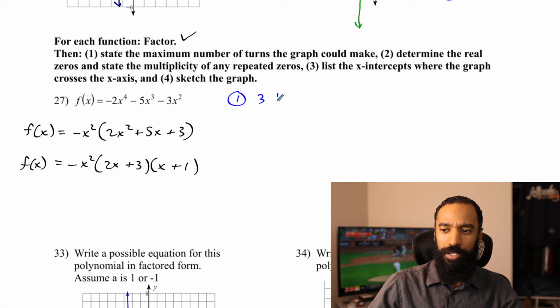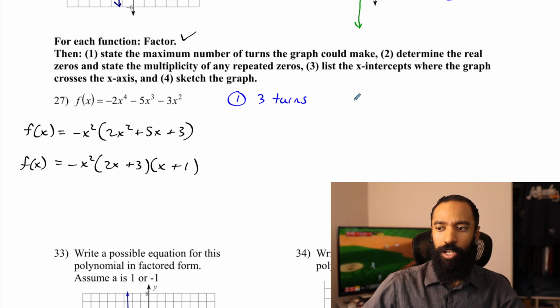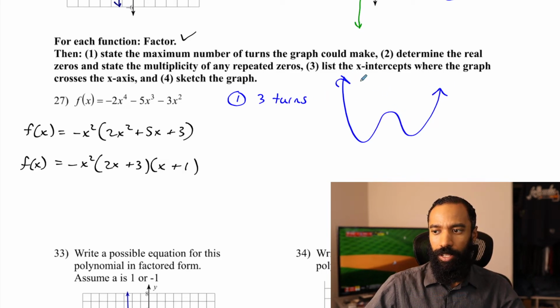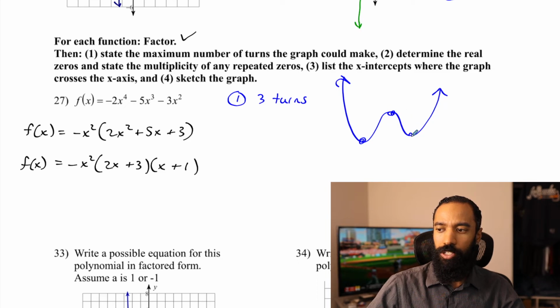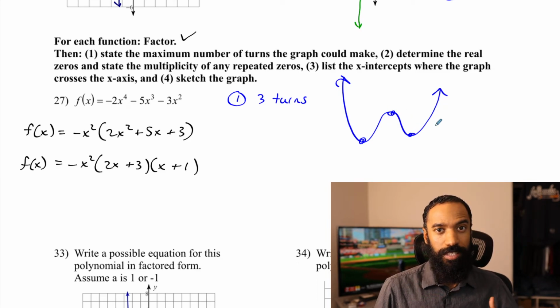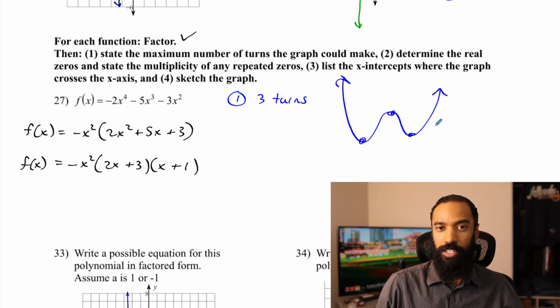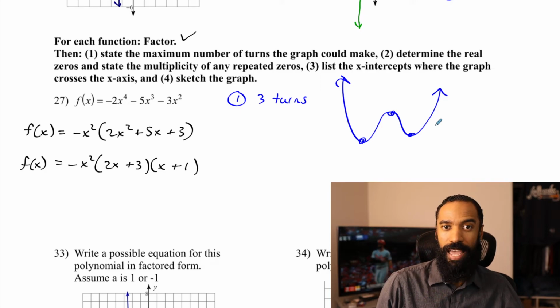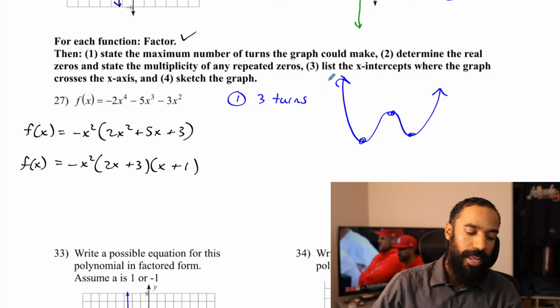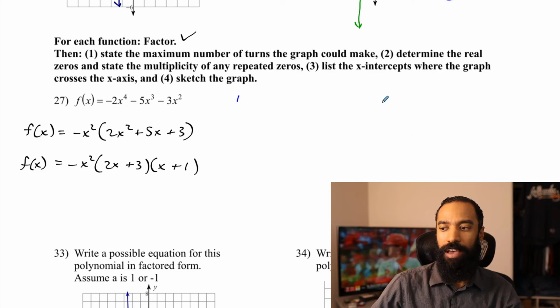It could make 3 turns. What do I mean by turns? I mean a quartic could look like that. It can turn once, twice, 3 times. These are relative extremes, relative mins and relative maxes. That's what they're asking. How many relative mins and maxes could a quartic have at most? Now, how could it have less? It can't have more than 3. How could it have less than 3?